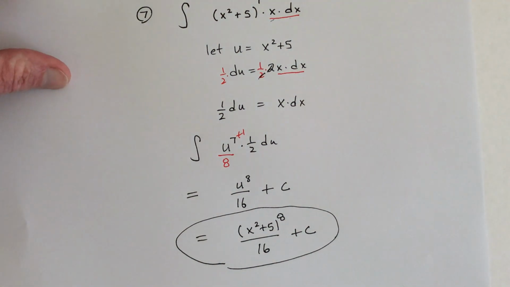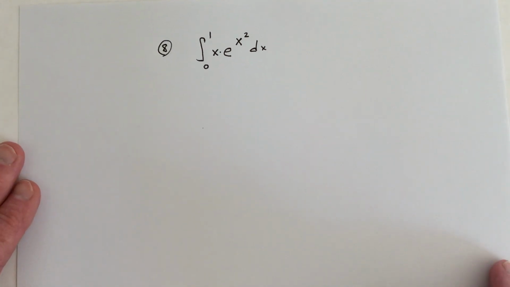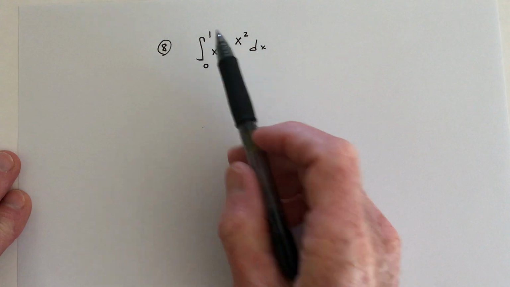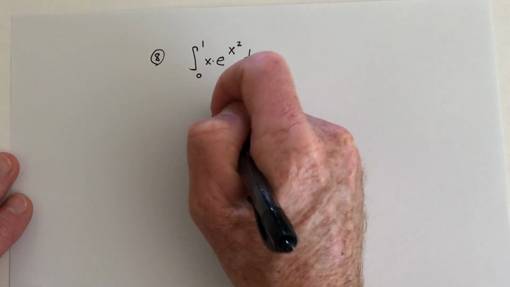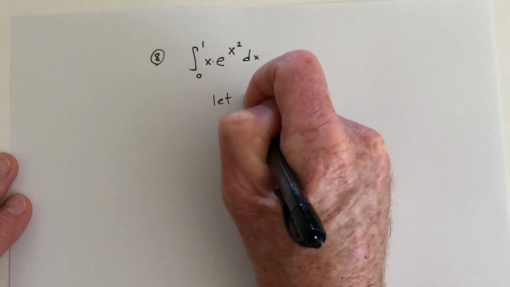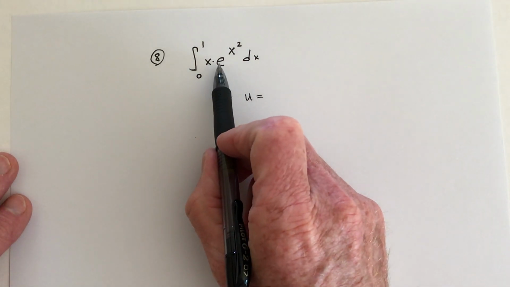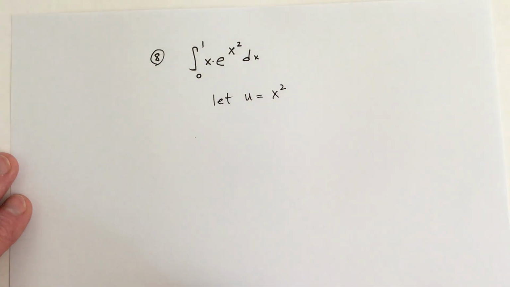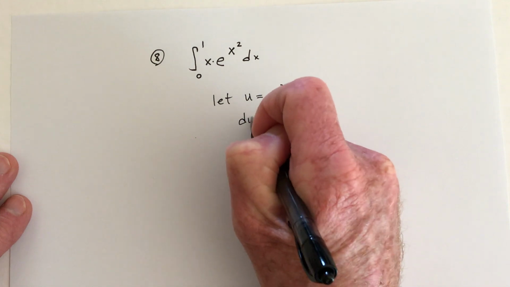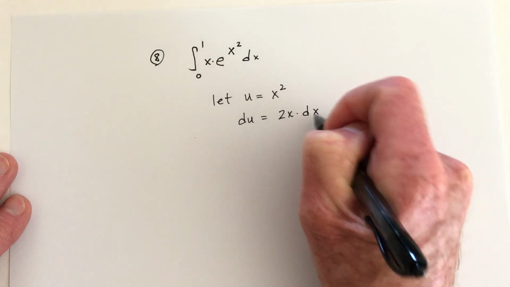And then for the last one for today, and that is another u substitution, but at the end, we'll need to plug in a 1 and a 0. So for this one, let u equal, so this x squared got substituted into the e function, so that's what I'm going to choose as the u. And then the derivative of that is 2x dx.